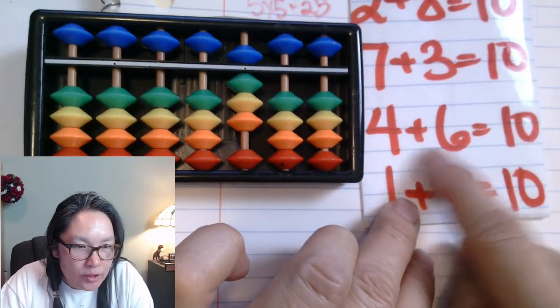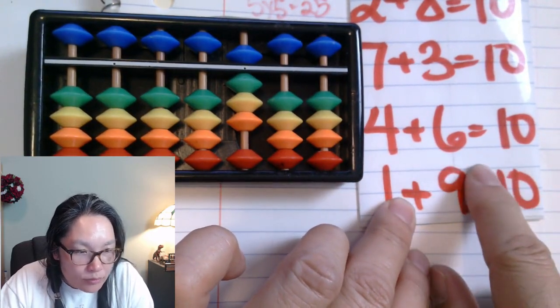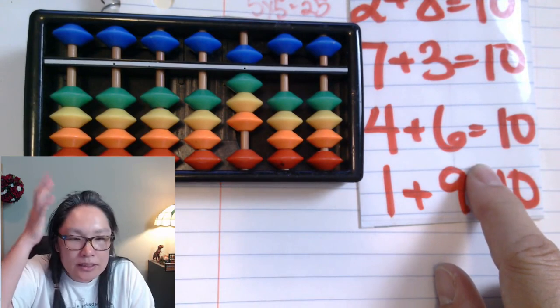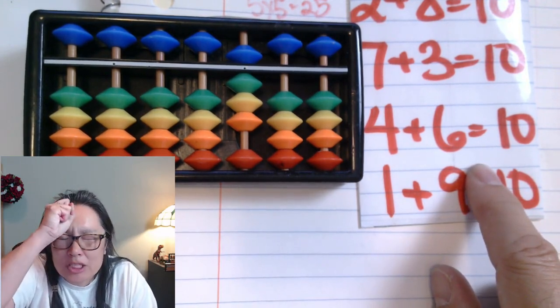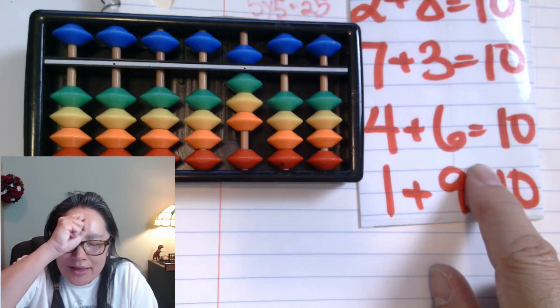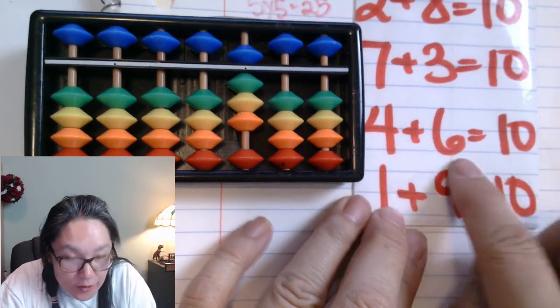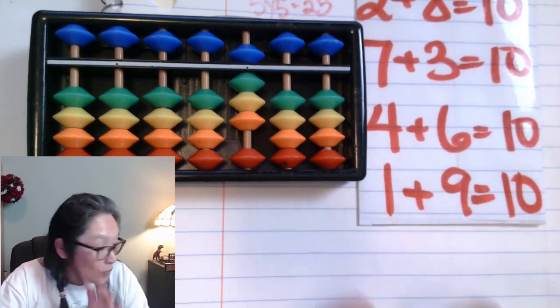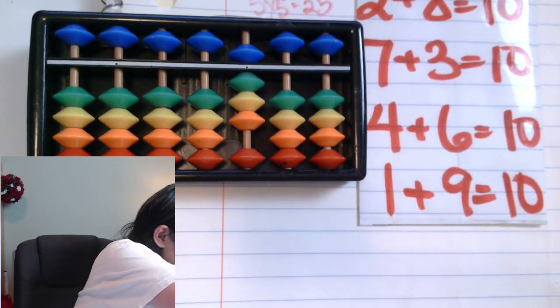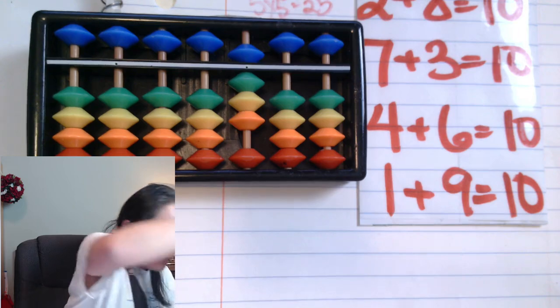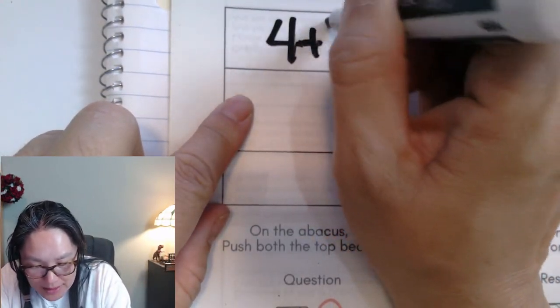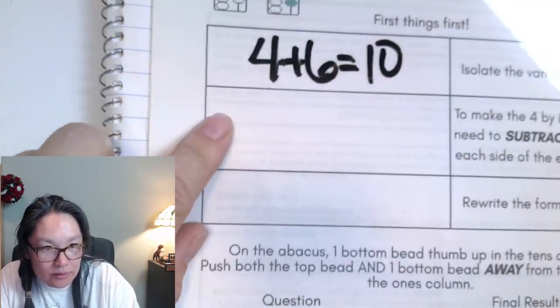Anyways, we're going to learn how to group and regroup. It's so complex, but the abacus makes it really easy. So the first thing we're going to do is understand this. We're going to do some modification. 4 plus 6 equals 10.